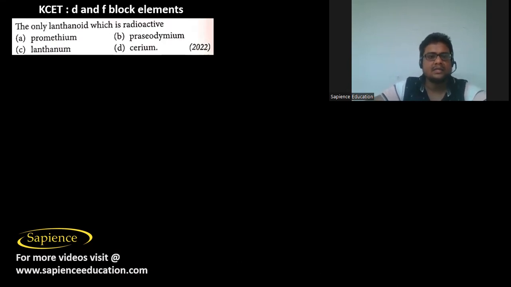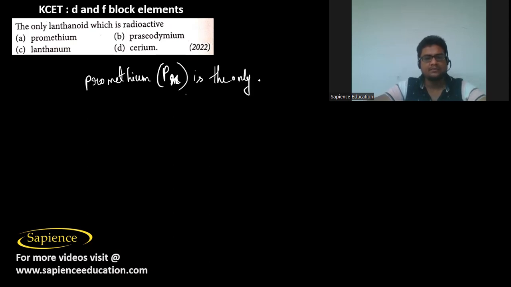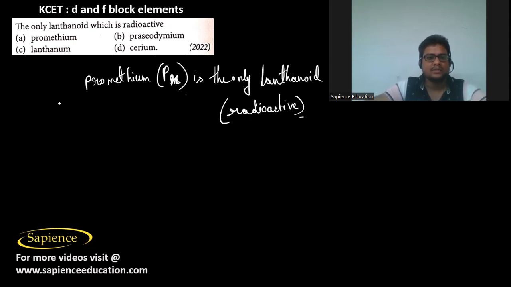Then it is told the only lanthanoid which is radioactive is promethium. Its symbol is Pm. So promethium is the only lanthanoid that is radioactive. So option A is the correct answer.